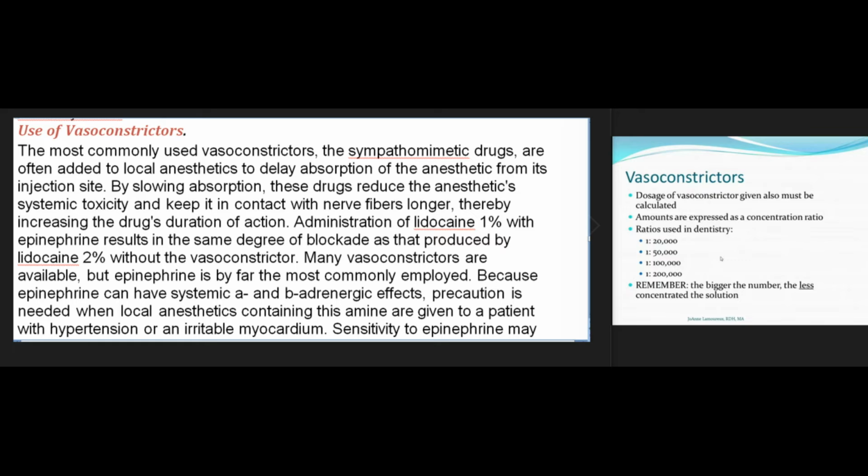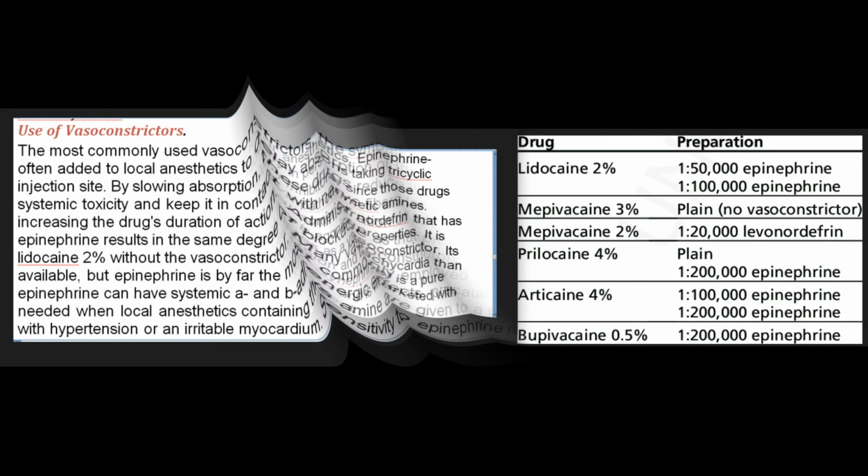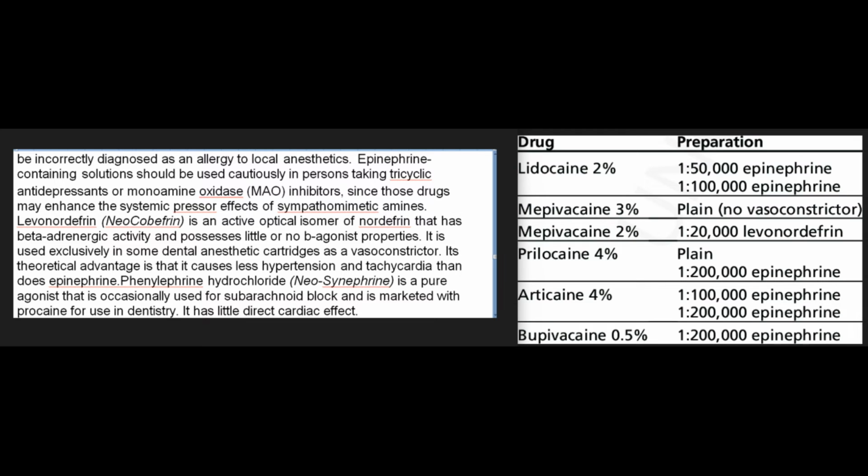Because epinephrine can have systemic alpha and beta adrenergic effects, precaution is needed when local anesthetics containing this amine are given to a patient with hypertension or an irritable myocardium. Sensitivity to epinephrine may be incorrectly diagnosed as an allergy to local anesthetics. Epinephrine-containing solutions should be used cautiously in persons taking tricyclic antidepressants or monoamine oxidase (MAO) inhibitors, since those drugs may enhance the systemic effects of sympathomimetic amines.